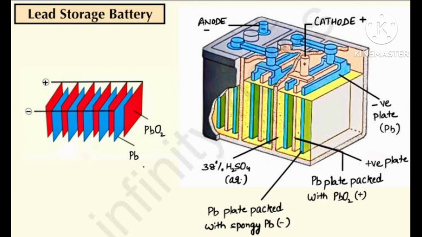Pb plus PbO2 plus 2H2SO4 gives 2PbSO4 plus 2H2O. Now you can see this reaction will take place when the battery is discharging, when you have started to use the battery. That time this reaction will take place.